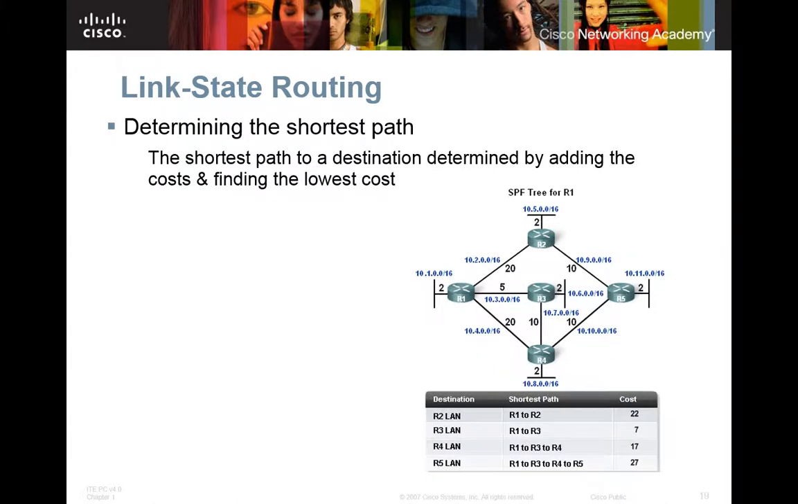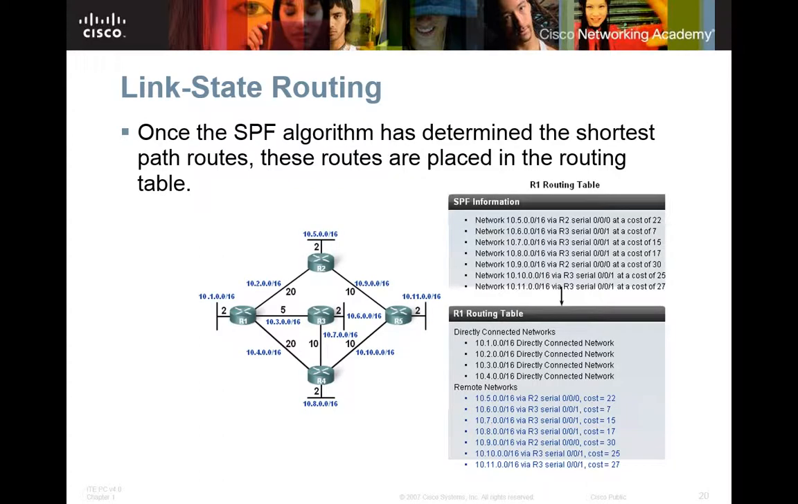Basically, you understand how the shortest path works: it finds the cost it's going to take to get through those networks, adds all the costs, finds the lowest cost, and says this is the path we're going to take. All right? Once the SPF algorithm has determined the shortest path, these routes are then placed in the routing table, saying if I need to go to this network, I've got to go through this path.